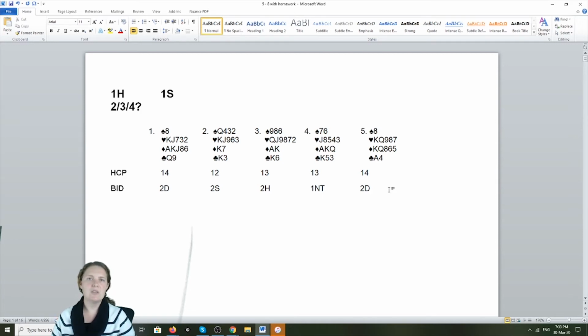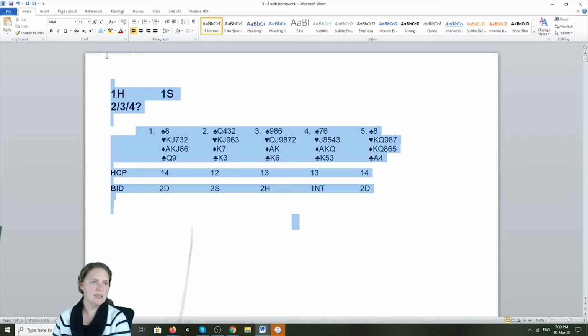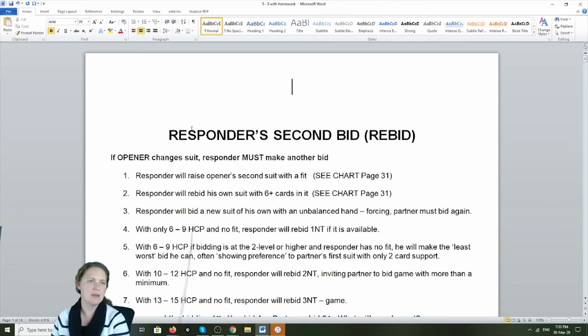But by far the most important thing was that if we had a fit with our responder's suits, if we had 4 or more cards, and it wouldn't matter how bad they were, they could be the 2, the 3, the 4, and the 5, our job was going to be to raise their spades, but also to tell them how many points that we had. So that's our opener's second bid.